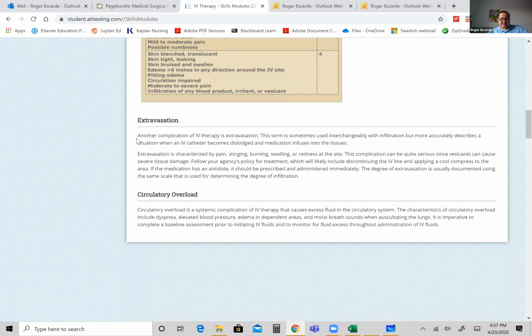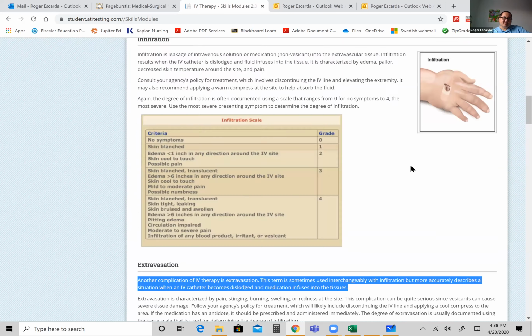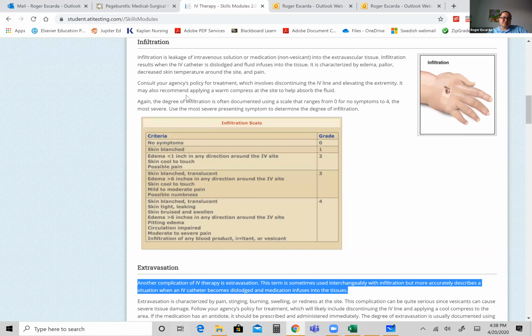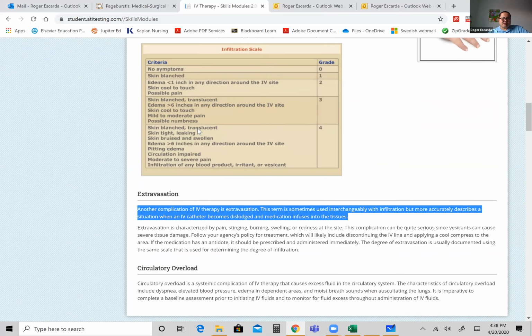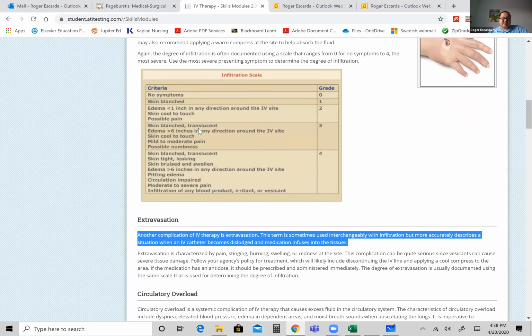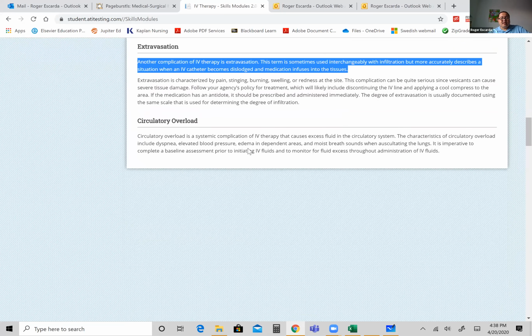Here's extravasation. So this is the more serious one. It's the same as infiltration. The difference between the two is that infiltration is for regular, harmless IV fluids. But if the IV solution that infiltrated is quite strong, very irritating, or a vesicant, then that's called extravasation.